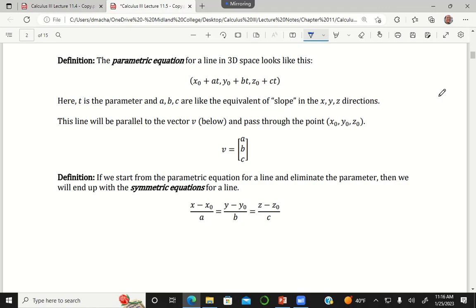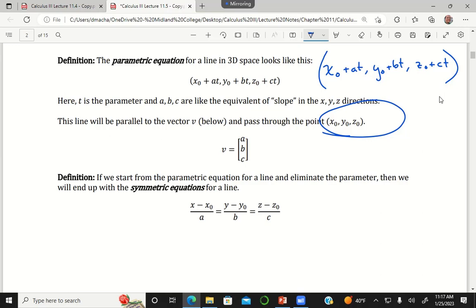So if we're talking about a line, then the parametric equation for a line is going to look something like this. So x, y, and z are linear functions of t. And in this setup, this line is going to pass through the point x naught, y naught, z naught.